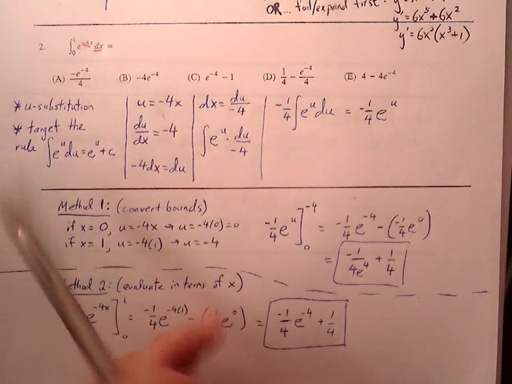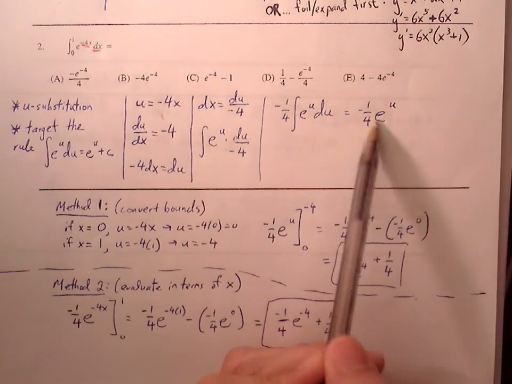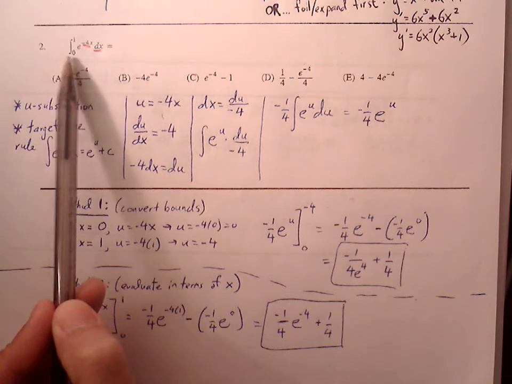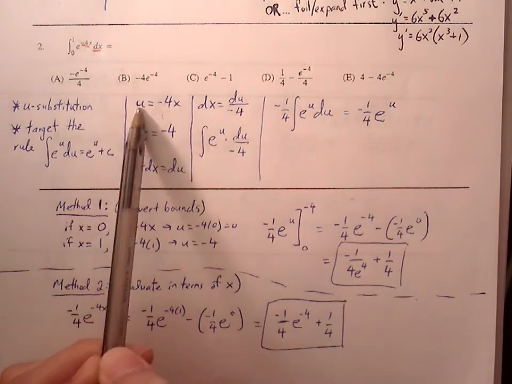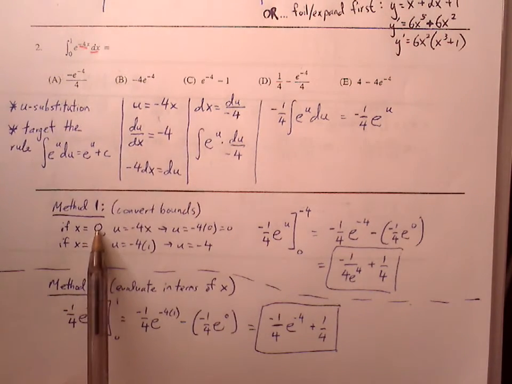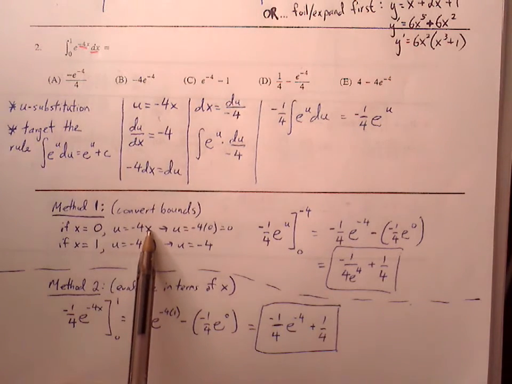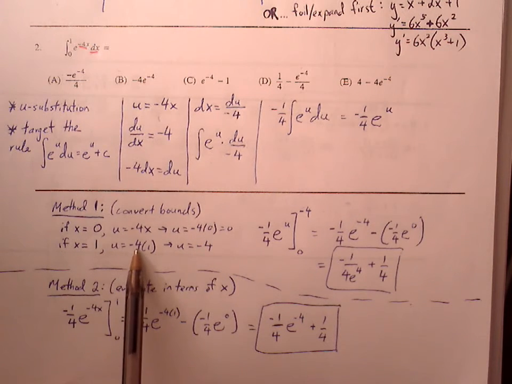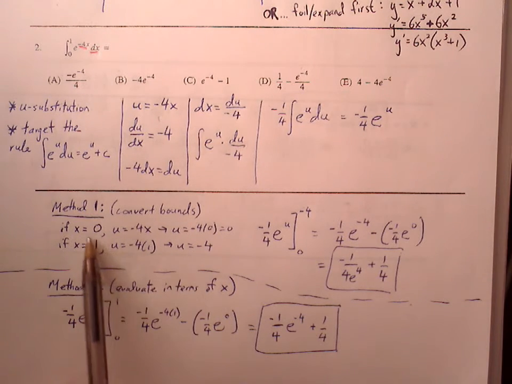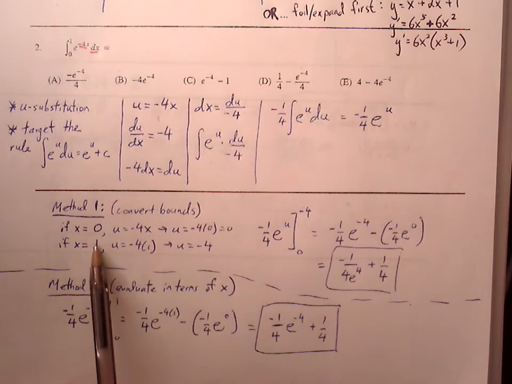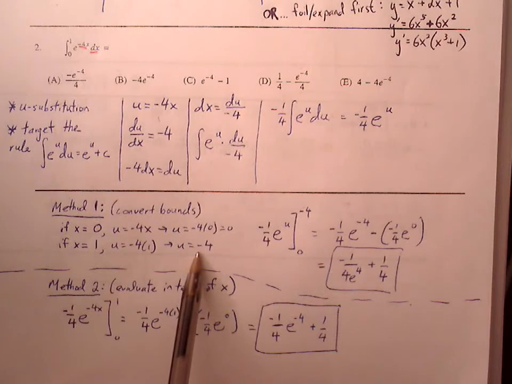The way we convert bounds is we can keep this antiderivative and convert those bounds to be in terms of u. So right now 0 is x. Our conversion is using this equation, u equals negative 4x. If I replace x with 0, I get u equals 0. If I replace x with 1, I get negative 4 times 1, which is negative 4. So our old lower bound has been converted to a bound in terms of u, and our upper bound in terms of x has been converted to one in terms of u.